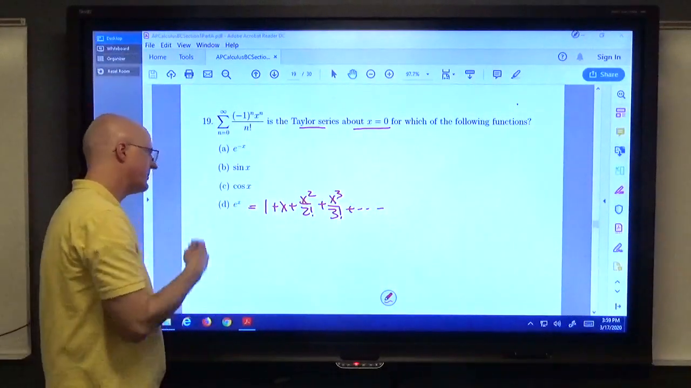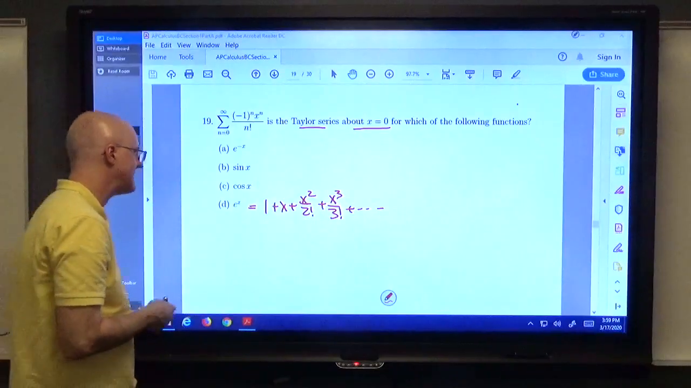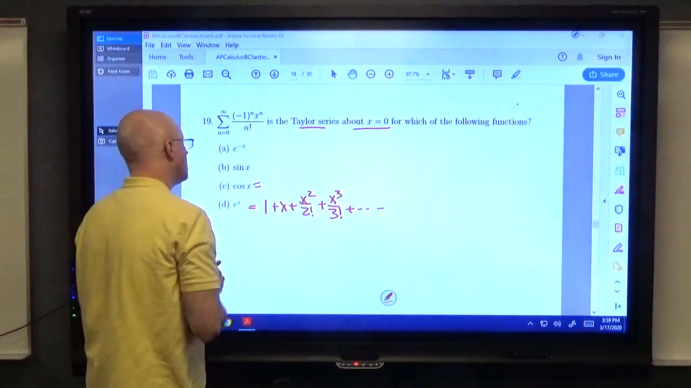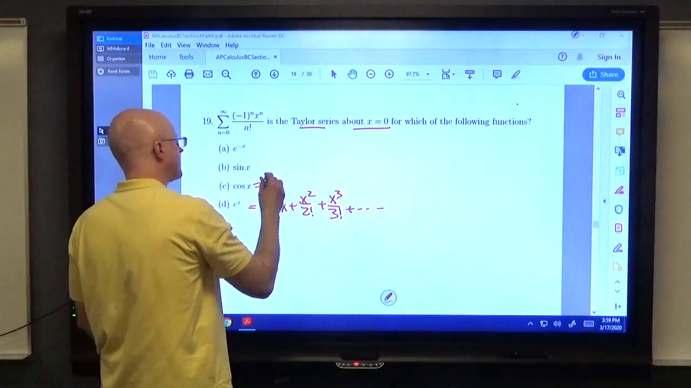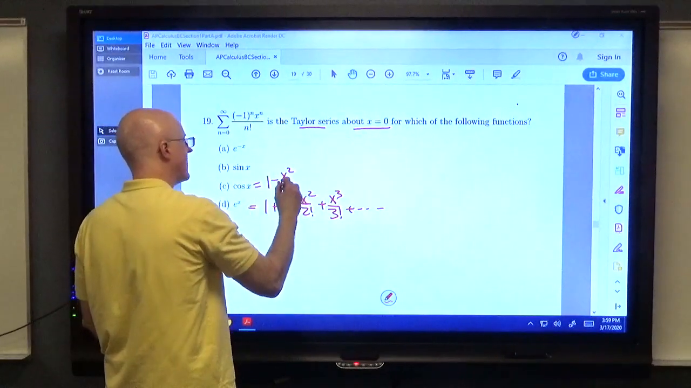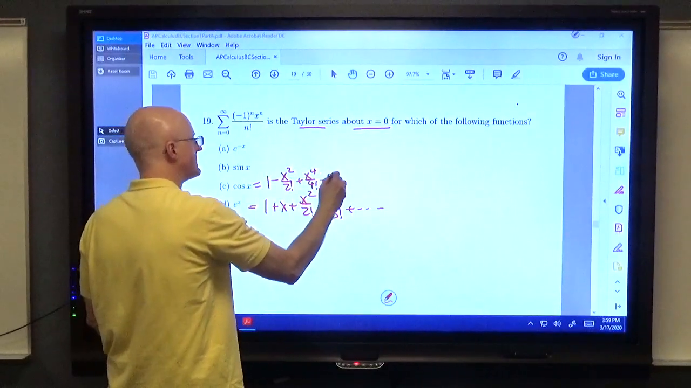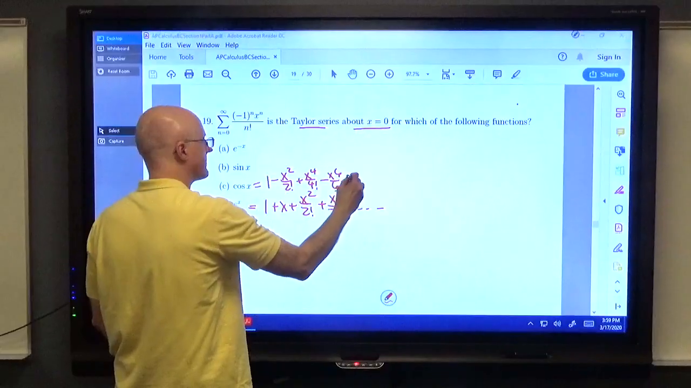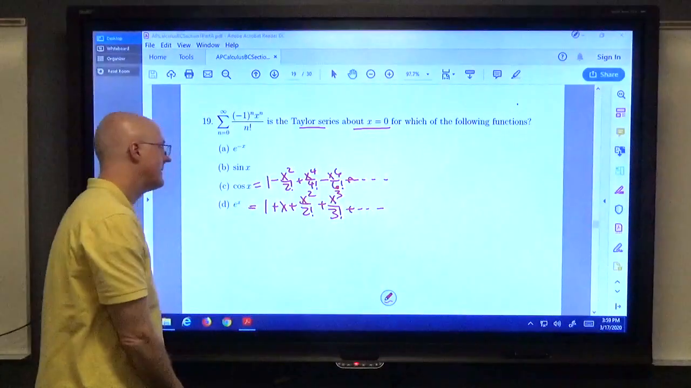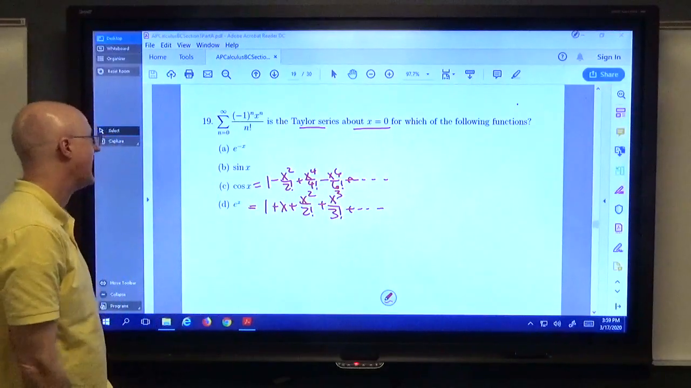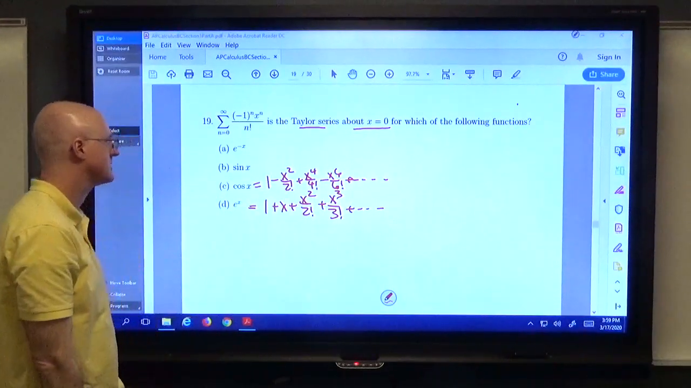That converges for all x. The radius of convergence is infinity, and these are equal for all x as well. Cosine of x turns out to be 1 minus x squared over 2 factorial plus x to the 4th over 4 factorial minus x to the 6th over 6 factorial, etc. That also converges for all x. The radius of convergence is infinity and equals cosine of x for all x, it turns out.